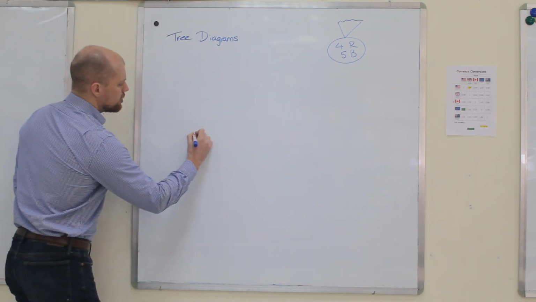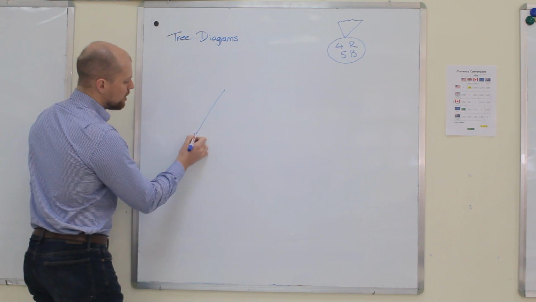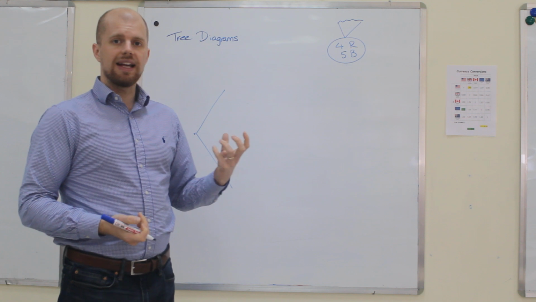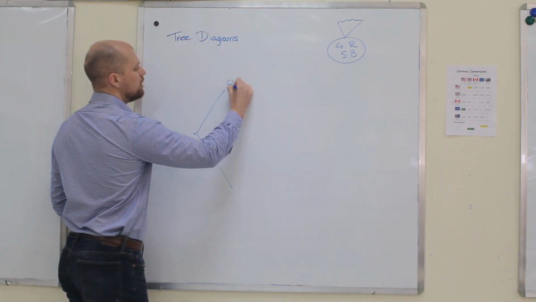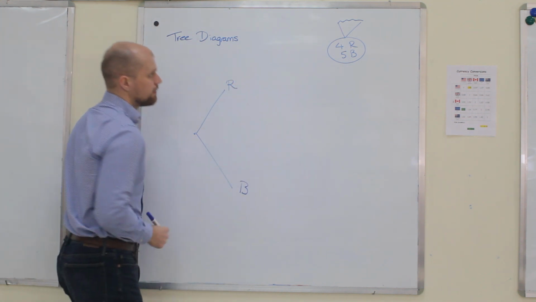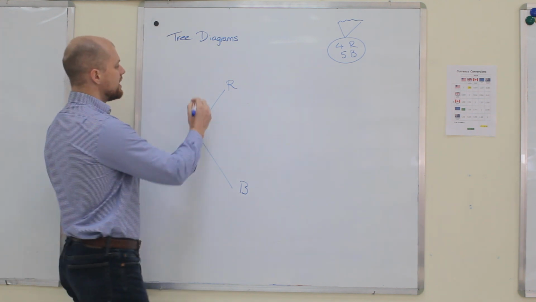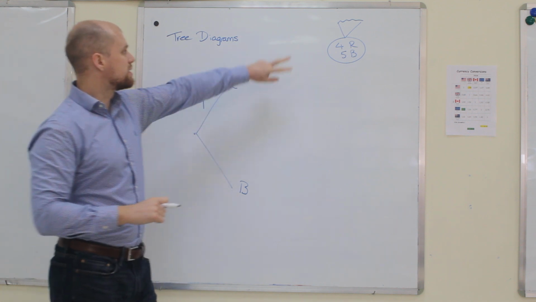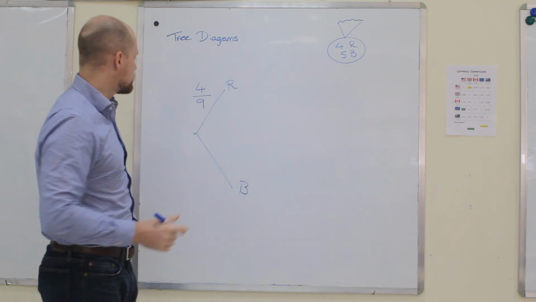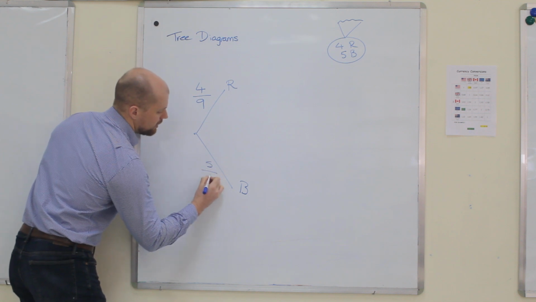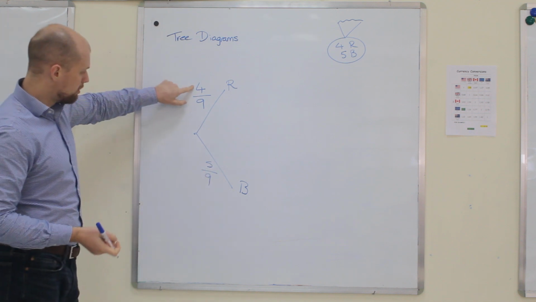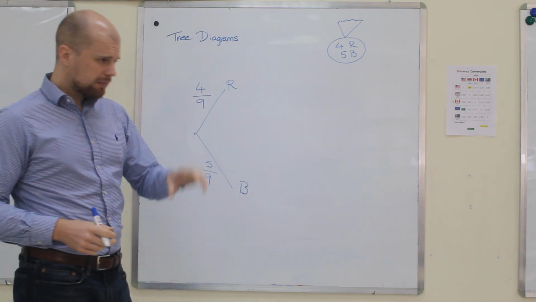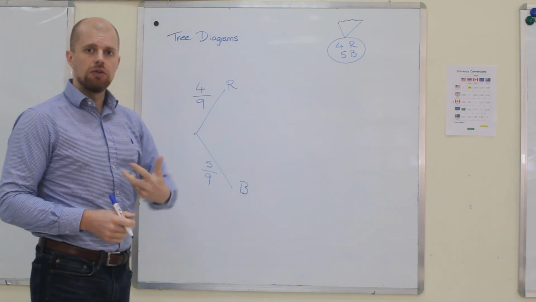Now, when drawing a tree diagram, what you need to do is consider all the possible options. When I take out my first marble, it can either be a red marble or a blue marble. The red marble has probability 4 out of the 9 in total, because 4 plus 5 is 9, there are 9 marbles in total. The blue has 5 over 9. As a tip, the probabilities of the events must sum up to 1, because when you take a marble out, it must be red or blue.